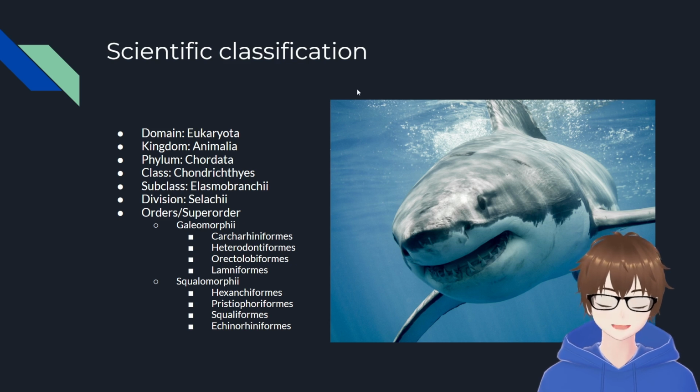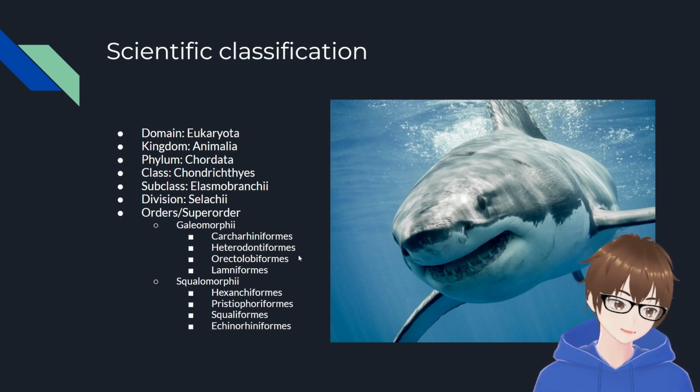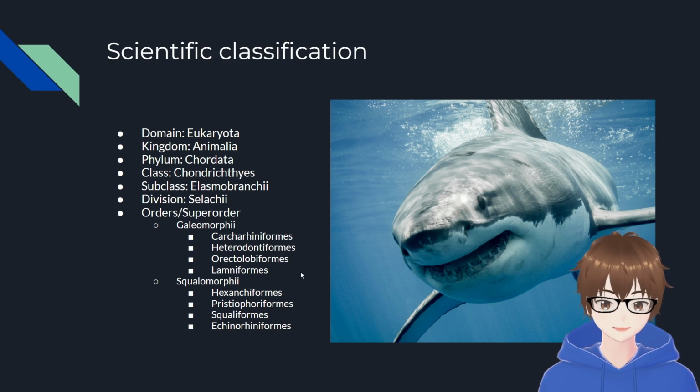So, the scientific classification here. Of course, we have the domain Eukaryota, kingdom Animalia, phylum Chordata, class Chondrichthyes, subclass Elasmobranchii, division Euselachii. Then we have orders and superorders here, and I'm not going to go over all of these because, first of all, I'm not even going to try to pronounce them, and second of all, there's just quite a few here.